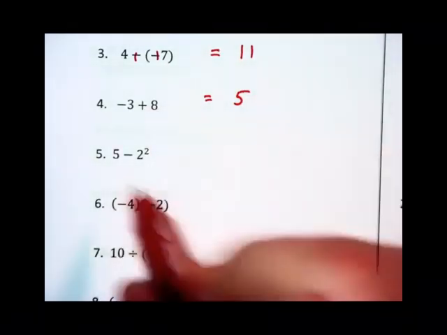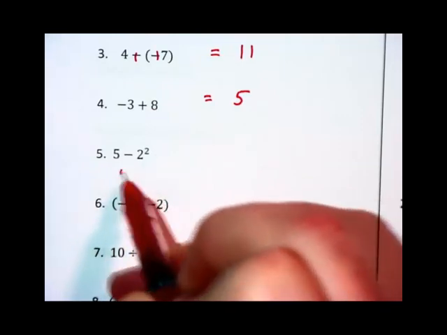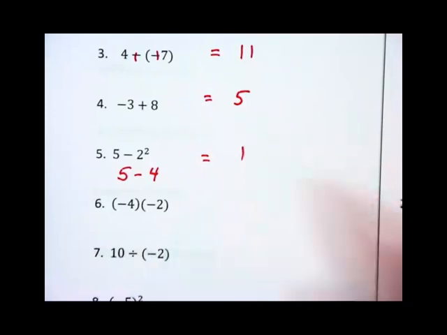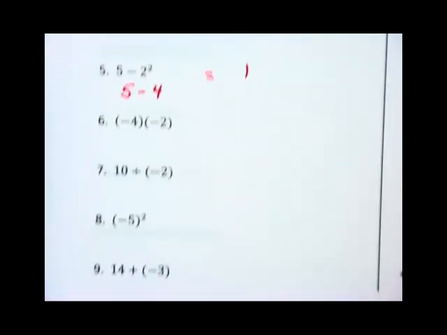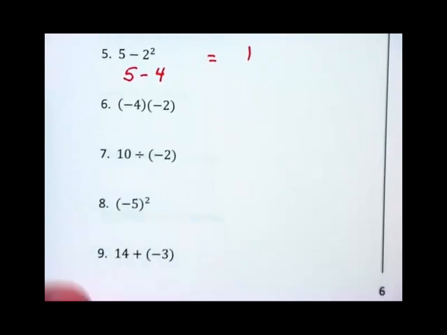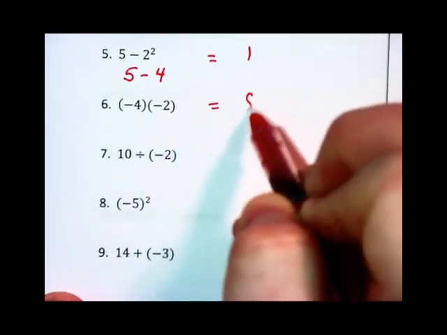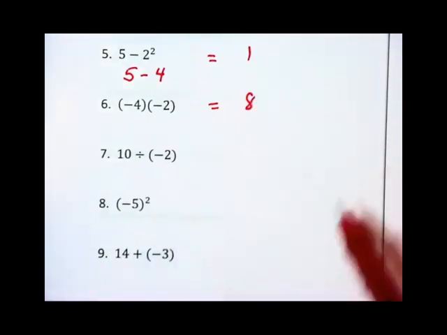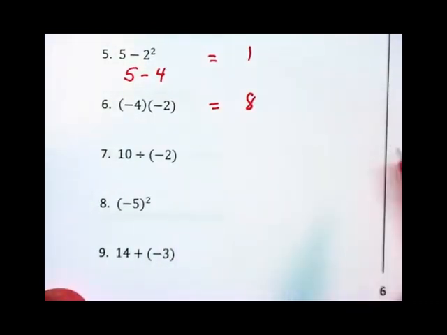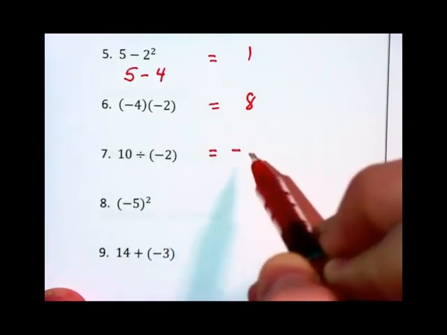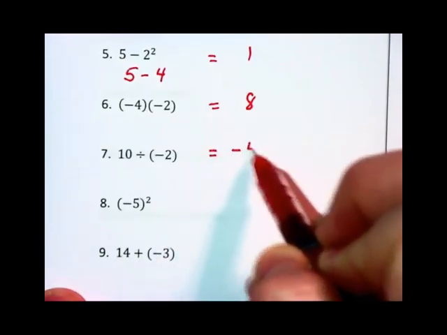Number 5, we do the exponent first. That becomes 5 minus 4, which gives us 1. Number 6 is multiplication, and both numbers have the same sign, so the product will be positive, and 4 times 2 is 8. Number 7, division with opposite signs. That means the quotient will be negative, and 10 divided by 2 is 5.